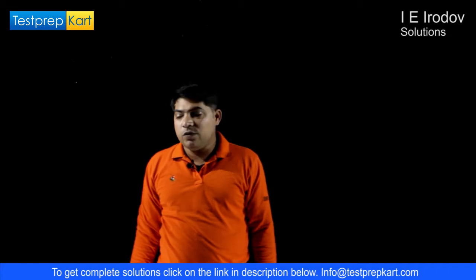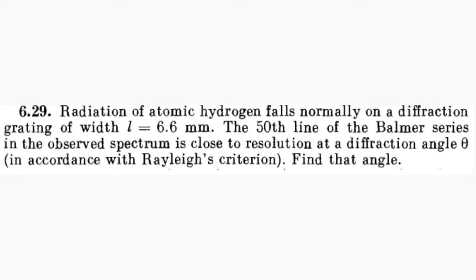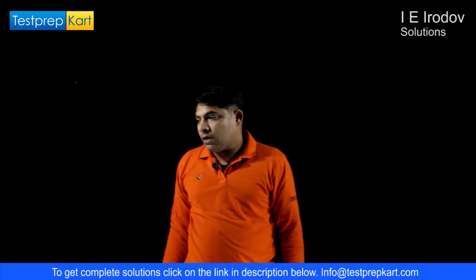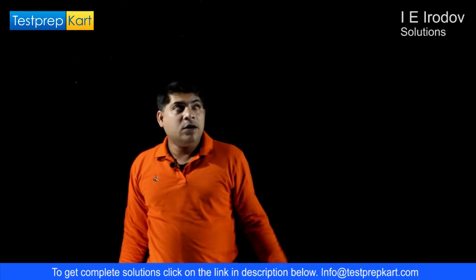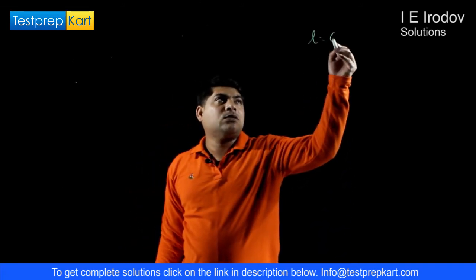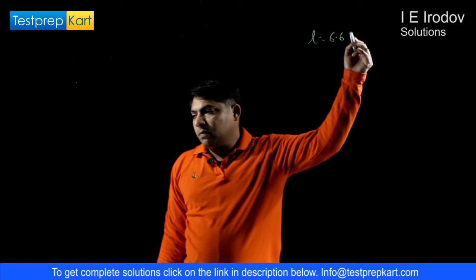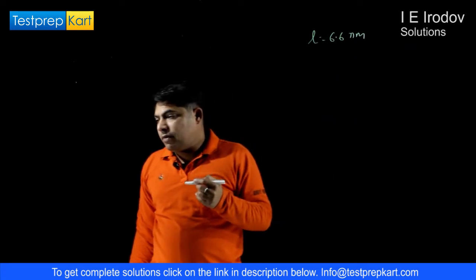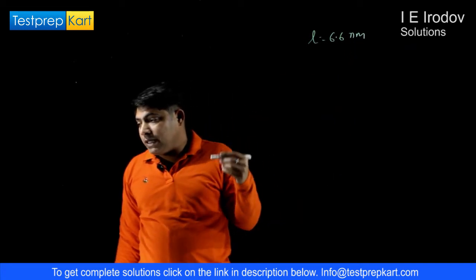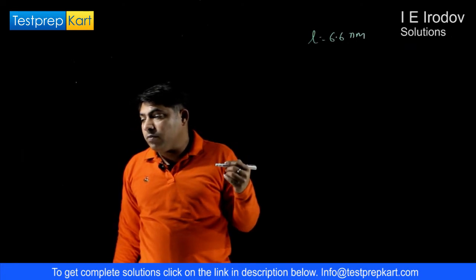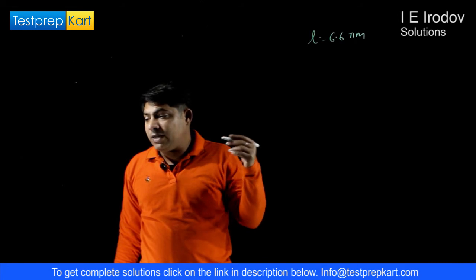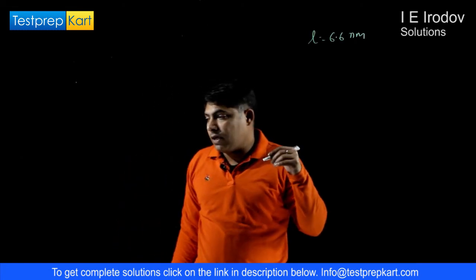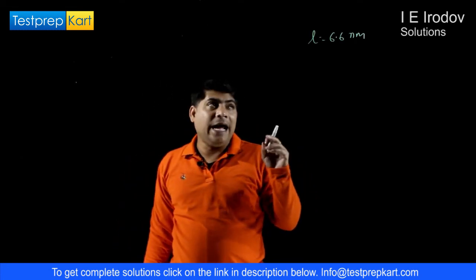Question number 6.29. Radiation of atomic hydrogen falls normally on a diffraction grating with the width L equal to 6.6 millimeter. The 50th line of the Balmer series observed in the spectrum is close to the resolution limit of this diffraction grating. Find the diffraction angle theta.